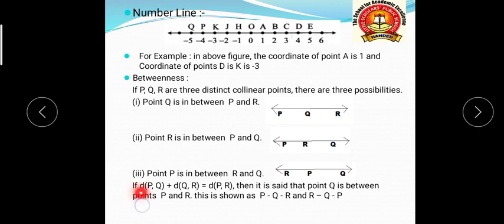Now, if the distance PQ plus the distance QR, that is PQ and QR, is equal to PR, if this condition is there, then definitely which point is in between? Obviously, the point Q is in between P and R.